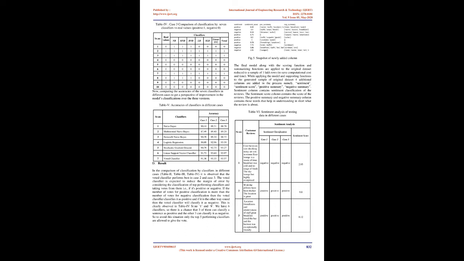We have 6 classifiers, so there is a chance that 3 of them can classify a sentence as positive and the other 3 can classify it as negative. So to avoid this situation, only the top 5 performing classifiers are allowed to give the vote. Fig. 5: Snapshot of newly added column.